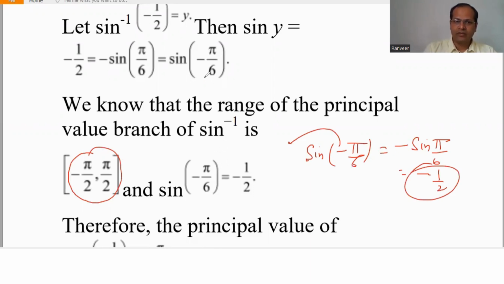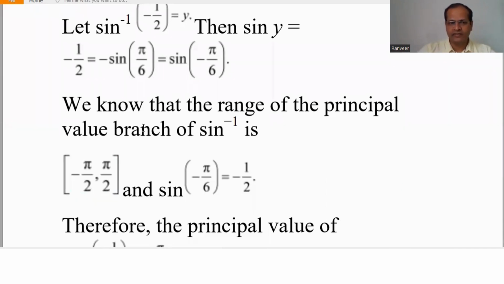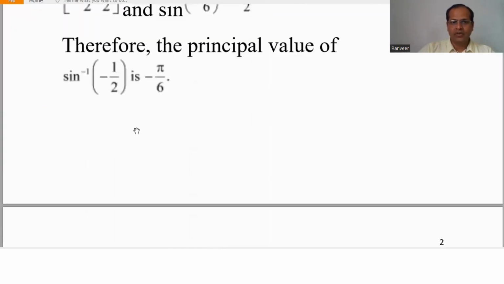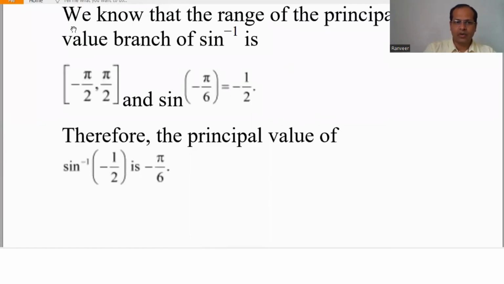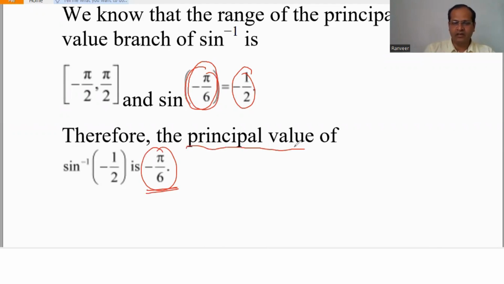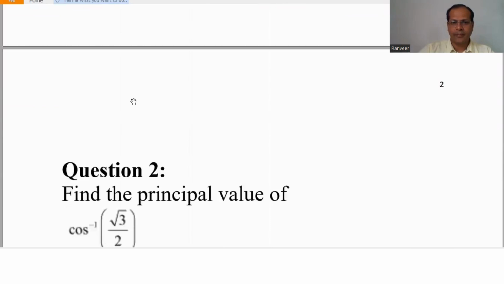First of all, we have to find this in angle format, and after that we have to check that the particular value lies in the particular range or not. You have to remember the range; that is very important. So sine of minus pi by 6 is minus 1 by 2, and the principal value is simply minus pi by 6. In this way we can find the principal value of any inverse trigonometric function.